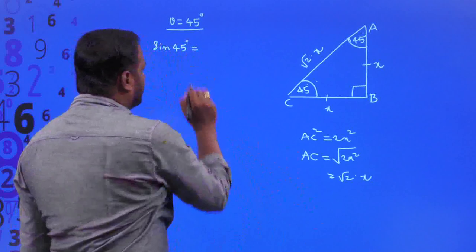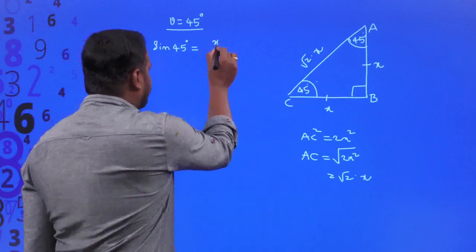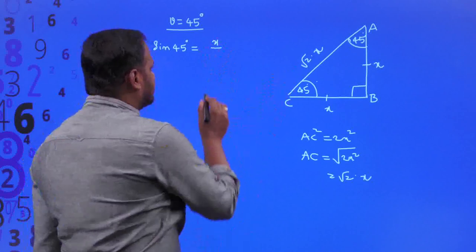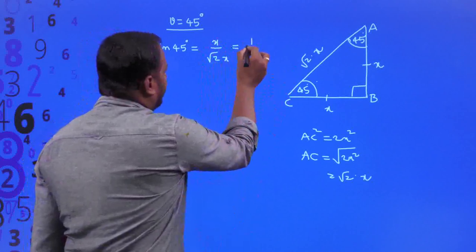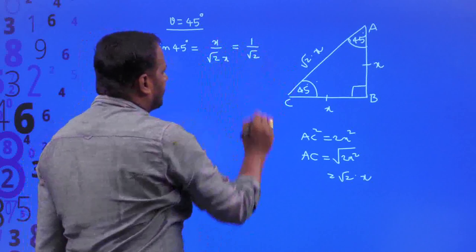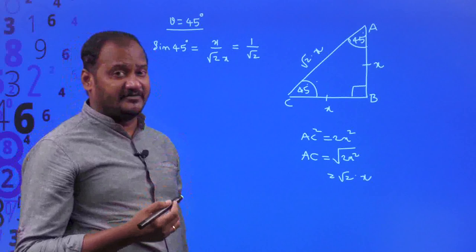Sine 45 degrees is equal to side opposite to 45, that is x, divided by hypotenuse, which is root 2 x. Can we cancel x and x? Then we are left with 1 divided by root 2. This is the value of sine 45 degrees.